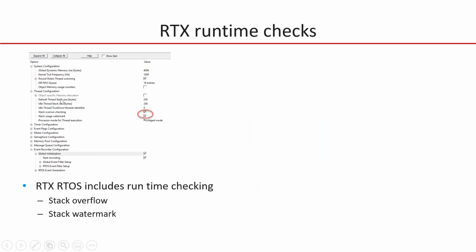Again, we'll come back to this in the operating system, but here we've got a couple of error checking tick boxes, so stack overrun checking and also usage watermark. So in our component viewer in the debugger, this will allow us to see the maximum amount of memory that a particular operating system thread has used. And if it uses too much memory, then the debugger will be halted on an overflow trap.